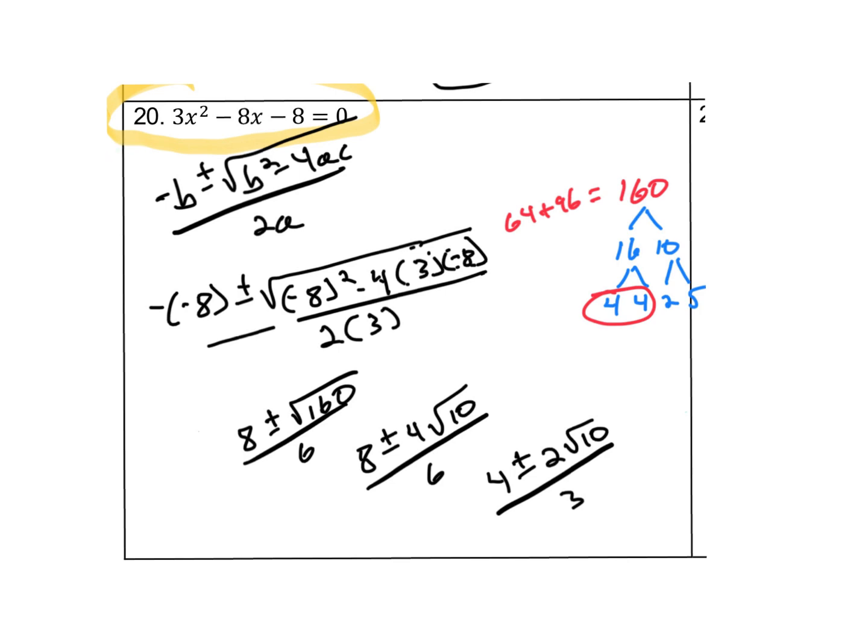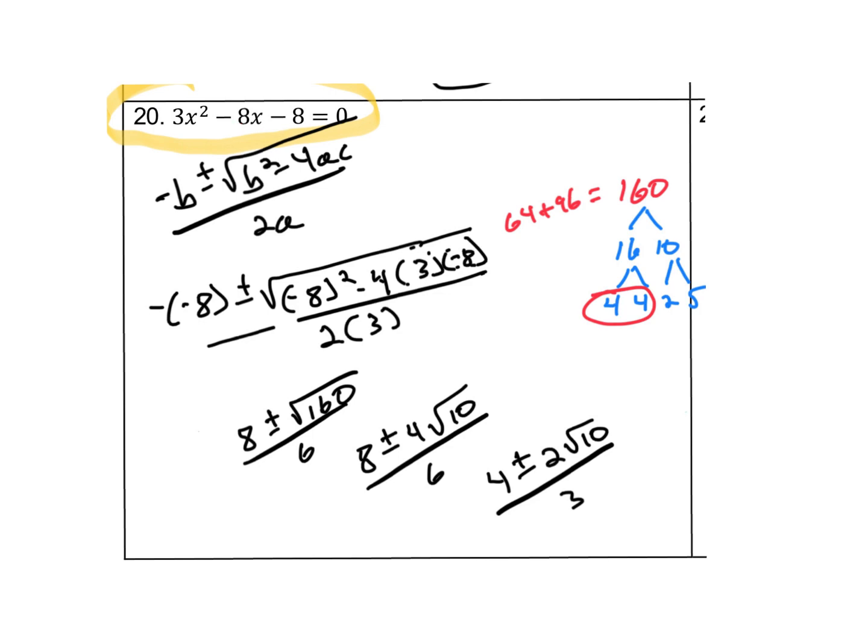This is number 20 from the review. Again, you can see the equation 3x squared minus 8x minus 8 equals 0. If it's not already set to 0 on the test, you'll want to set it equal to 0. You can always check to see if you can solve by factoring, but when you can't, we use the quadratic formula because we have an A, B, and a C. So we have to use the quadratic formula.